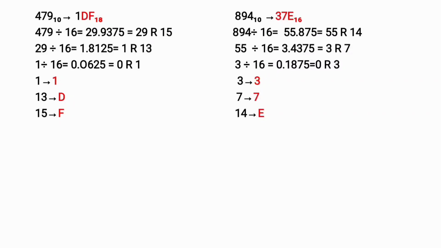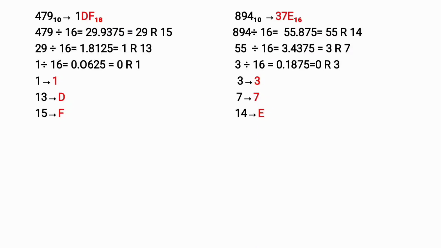29 divided by 16 equals 1.8125. So 1, and we multiply 16 by 0.8125. The remainder is 13. So we focus on the numbers 1, 13, and 15.